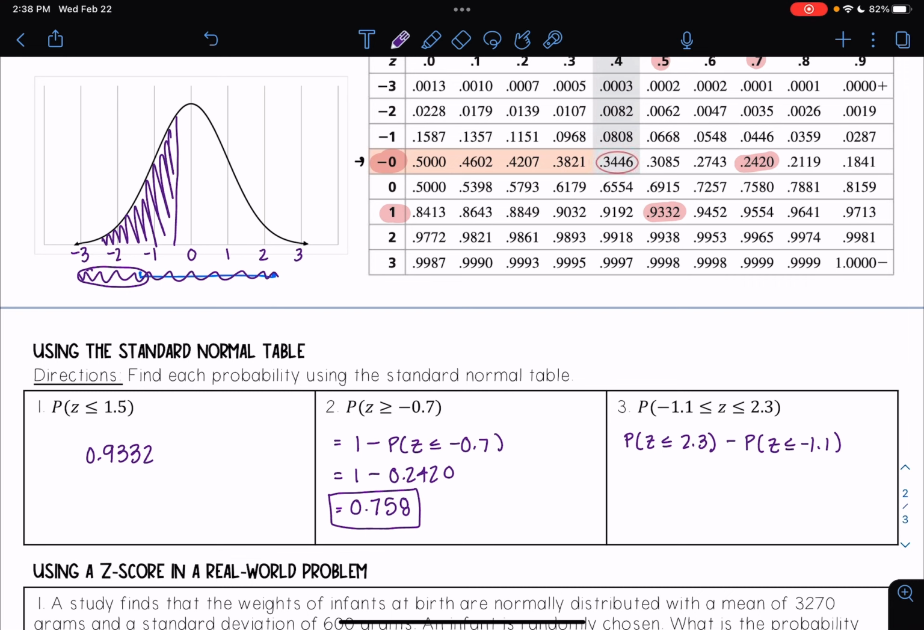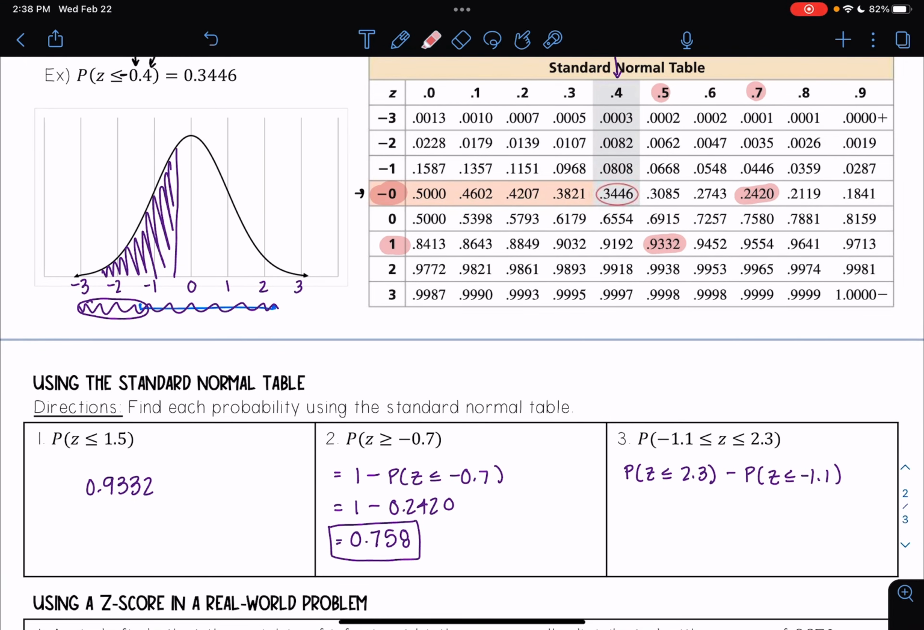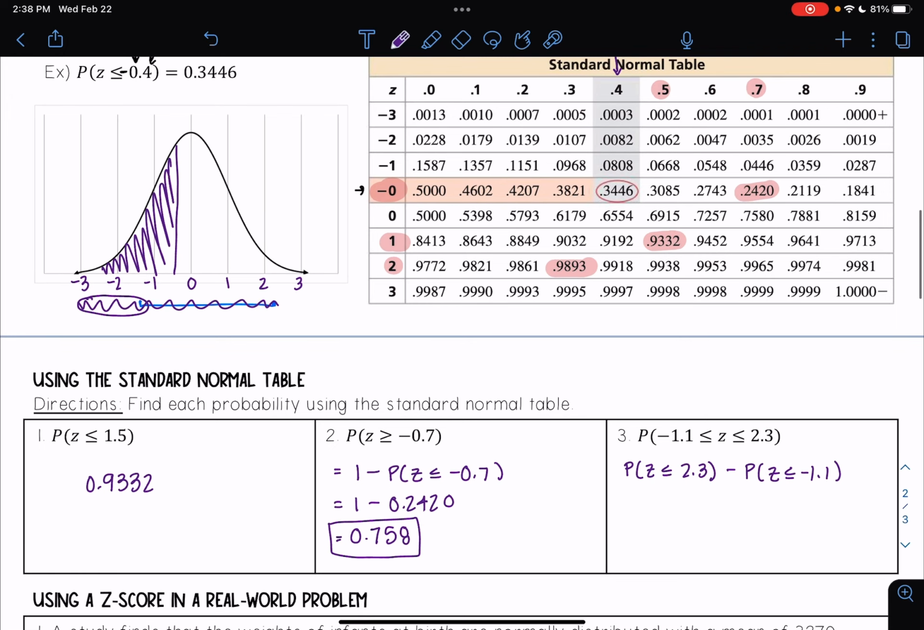And so going to this table here, 2.3 gives 0.9893, minus the probability z is less than or equal to negative 1.1. So I go to negative 1.1, and that is 0.1357. And when I subtract those numbers, I get 0.8536.